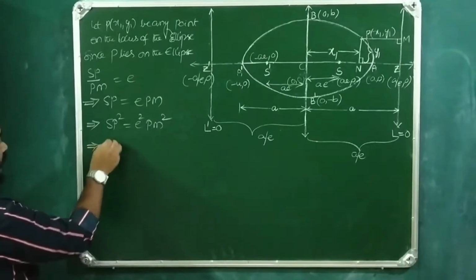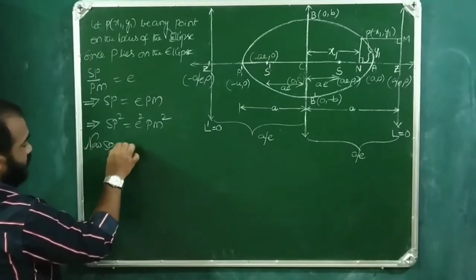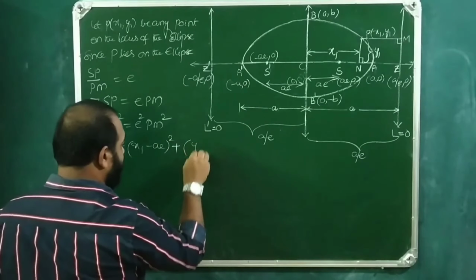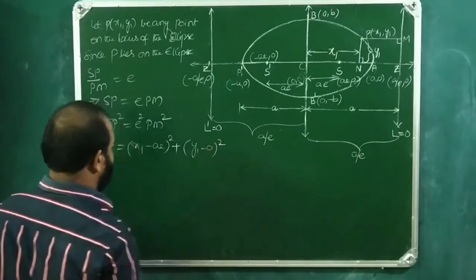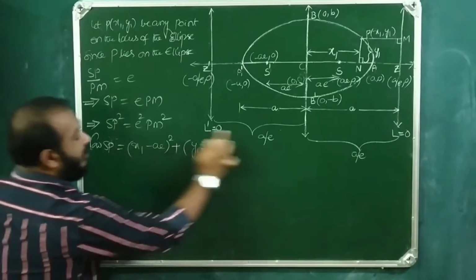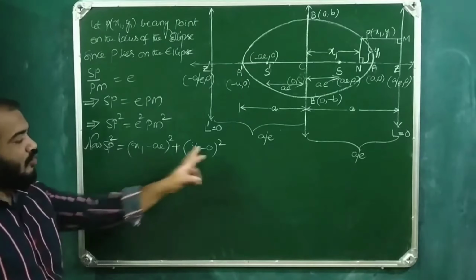What is SP? Now SP equals, S is AE comma 0, P is x1 y1. So by the distance formula, the distance between the 2 points, this is x1 minus AE whole square plus y1 minus 0 whole square. So SP square, SP is the square root of this, so the square and root get cancelled.